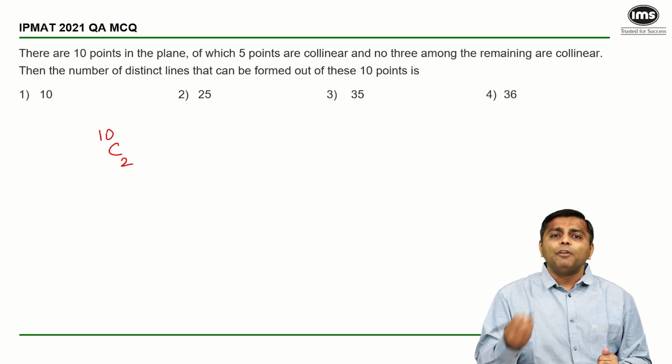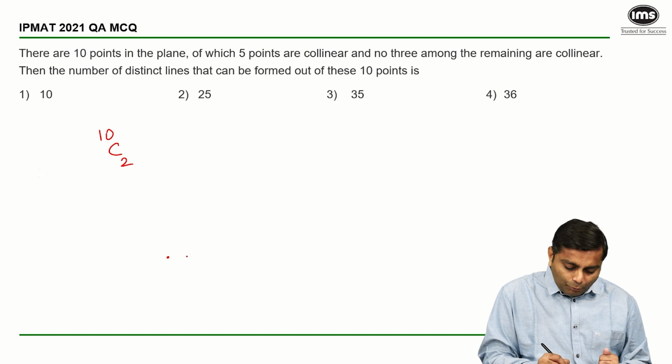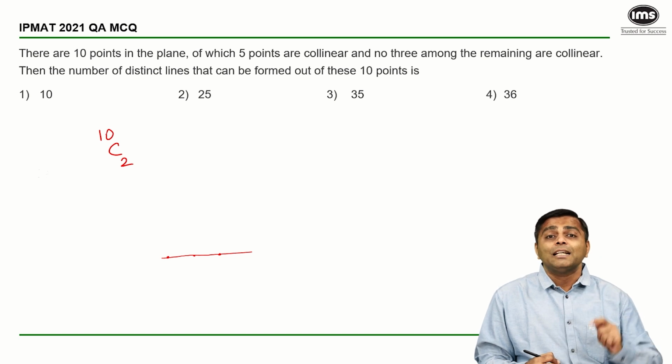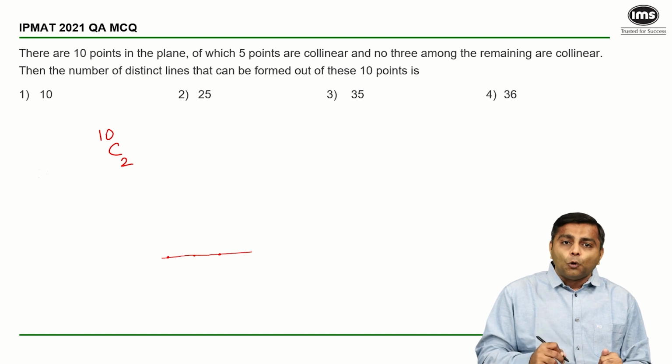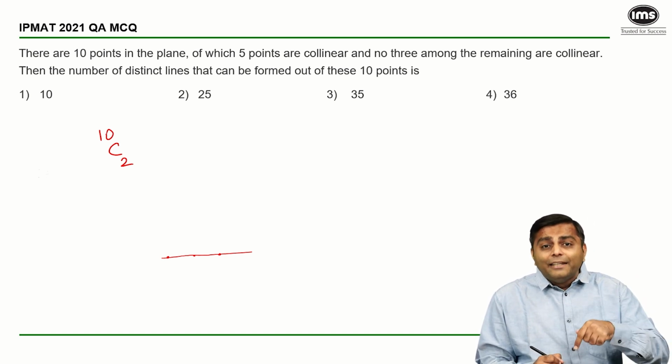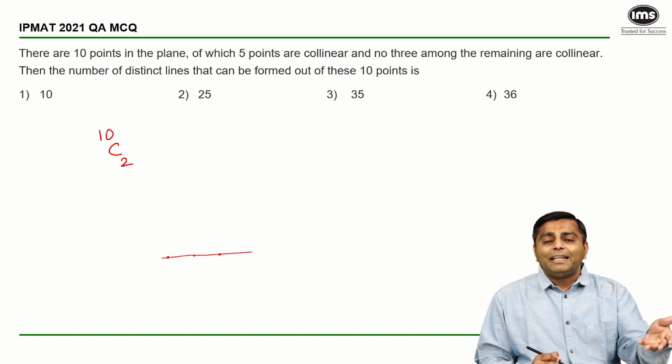Now, let's say we are given 3 points which are collinear. What do you mean by collinear? Points lying along a straight line. So, if I am given 3 points, I can make only one line passing through them, and not 3C2, 3 lines passing through them, correct? So, the points that are collinear are not going to contribute that many lines for us, okay?